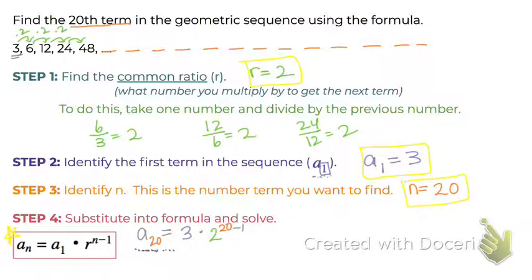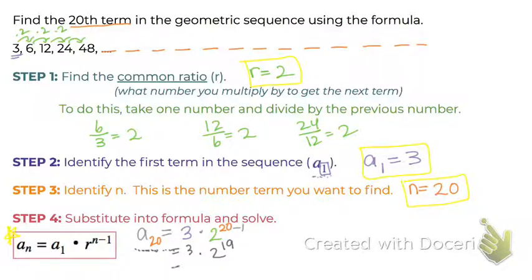And to do that, we are going to use order of operations. So remember, we always do the parentheses. There's no parentheses, but then we do the exponent. So we're not going to multiply 3 times 2 yet, we're just going to leave that as 3 times 2. But the exponent, 20 minus 1, is 19. So 3 times 2 to the 19th power.